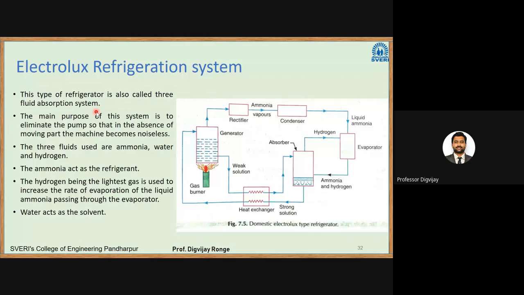Okay. And next thing we have seen here is Electrolux refrigeration system. In Electrolux, why are we using Electrolux? Because in this case, we don't want any moving parts. So the moving part in VRS is a pump. So that pump is altogether eliminated, and whatever flow of the refrigerant in this system, it is achieved by gravity and pressure difference. Okay.